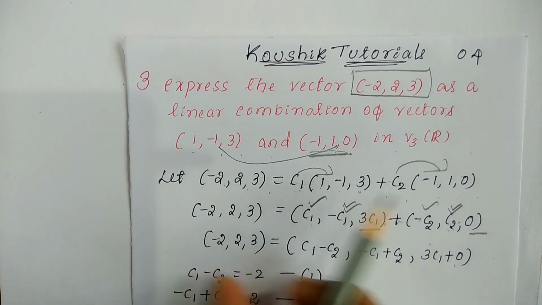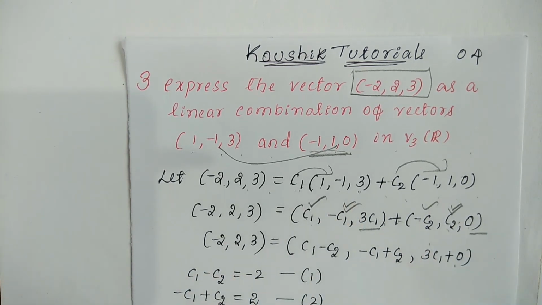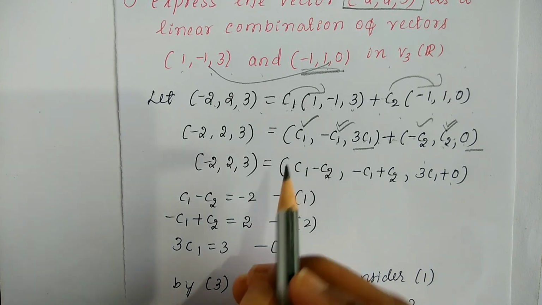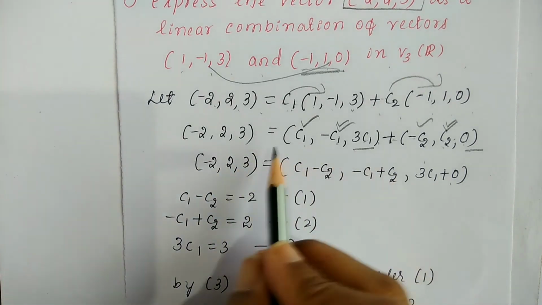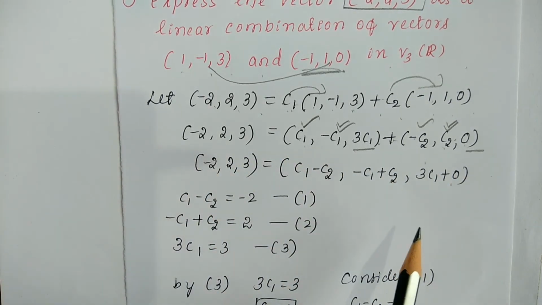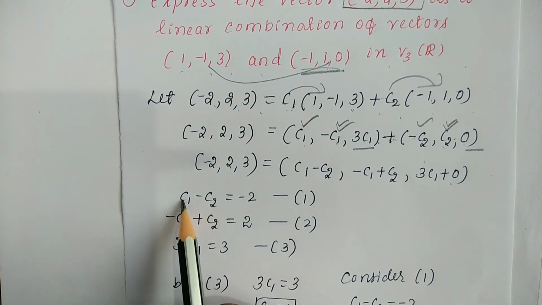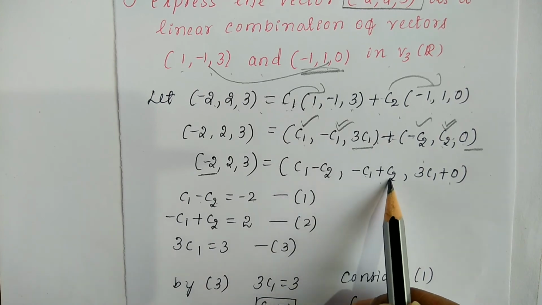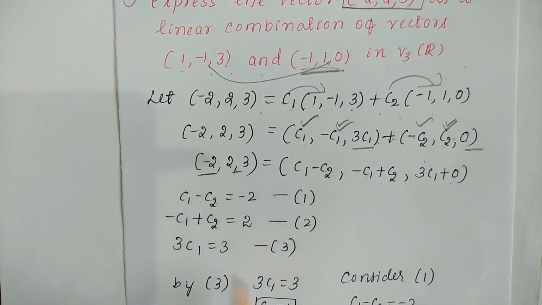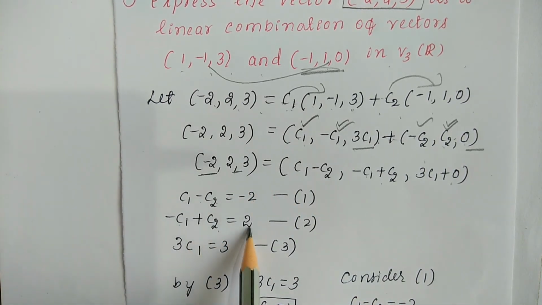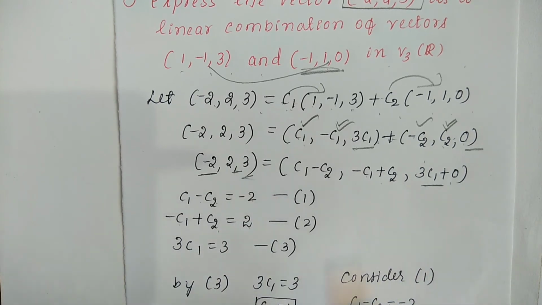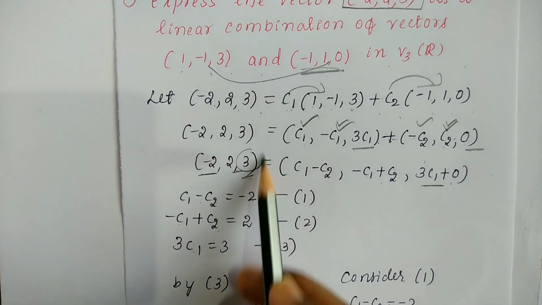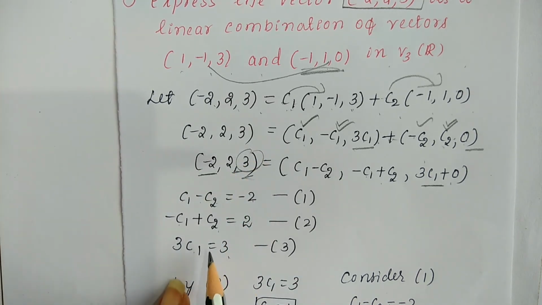So we have the triplets on the left hand side and also on the right hand side. Compare those two: first, second, third. We get 3 equations, namely C1 minus C2 is equal to minus 2; minus C1 plus C2 is equal to 2; and the third one, 3C1 plus 0, which is nothing but 3C1, is equal to 3.